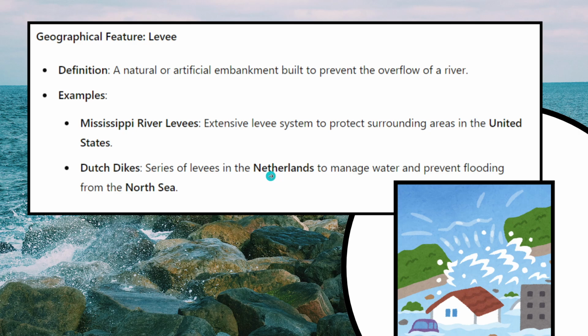Another geographical feature to know is a levee. A levee is a natural or artificial embankment built to prevent the overflow of water. Some examples would be Mississippi River levees, an extensive levee system to protect surrounding areas in the United States. These are really important to the infrastructure there. And Dutch dikes, a series of levees in the Netherlands to manage water and prevent flooding from the North Sea. You don't want the levee to break. There were situations around Hurricane Katrina in New Orleans where that happened, and it was very bad for portions of the city.